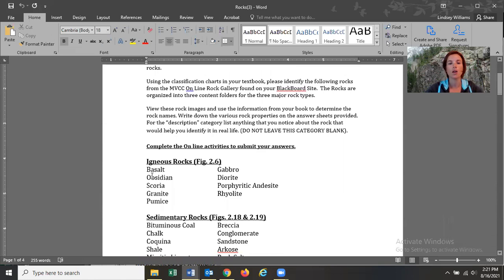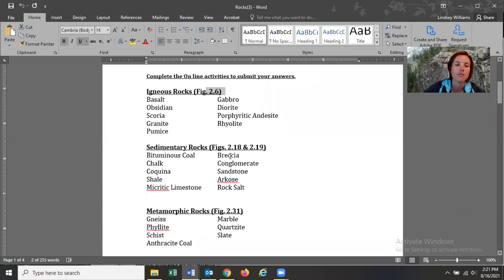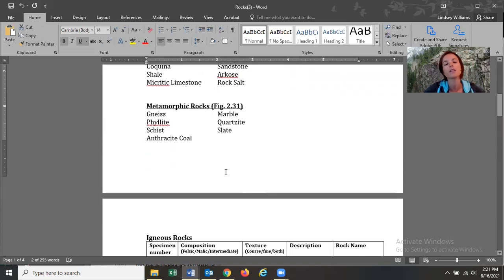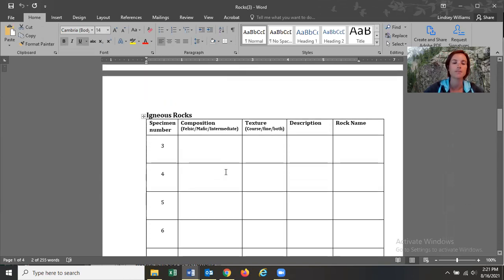And these are your rock names, and it tells you where the figures are. So figure 2.6, go find that guy. You're gonna find yourself some igneous rocks, okay? And then moving on, sedimentary, metamorphic, those are your 3 rock types, okay?